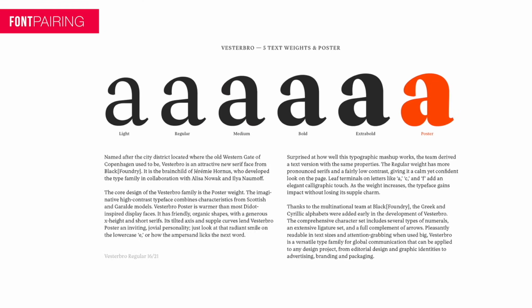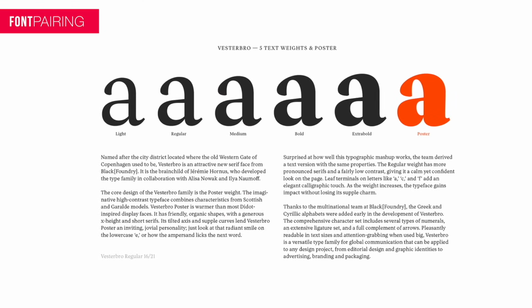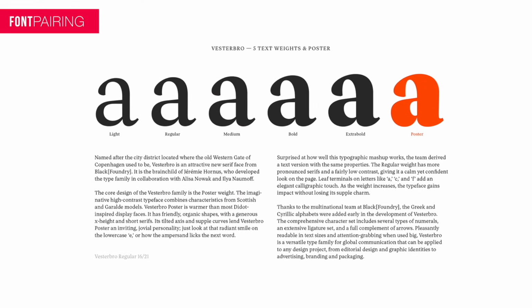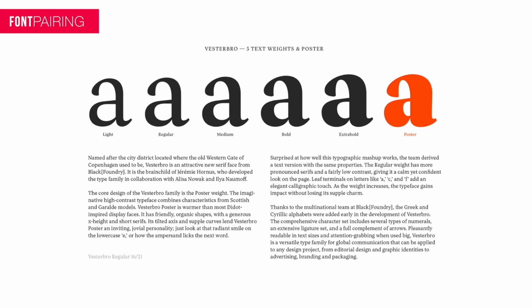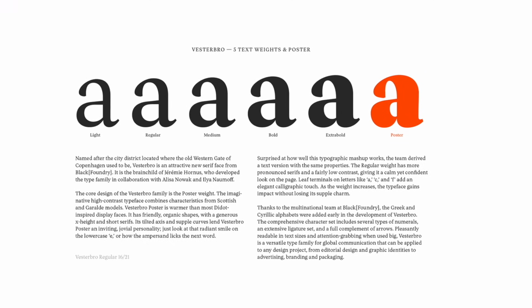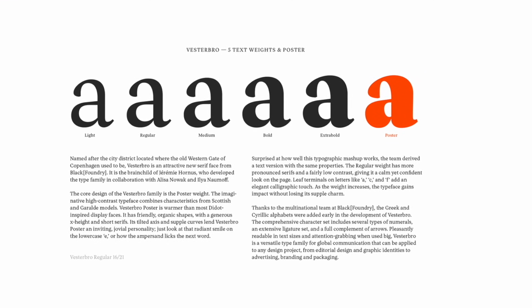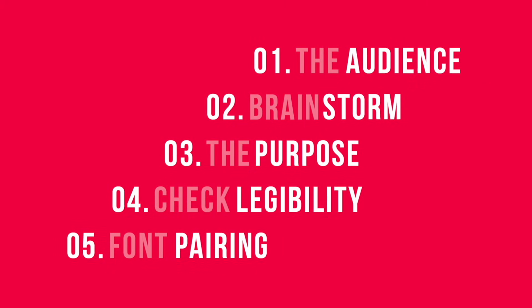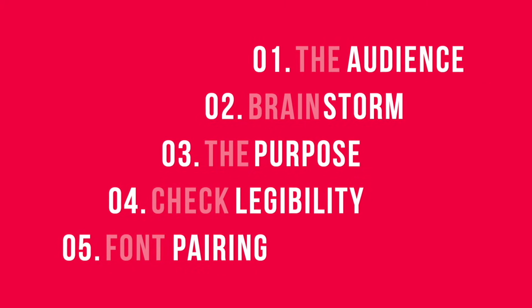Another great way of pairing fonts is to pair two fonts from the same family. If two fonts are within the same family, they have been designed by the same person or foundry, and thus they're almost guaranteed to work well together. So yeah, remember the 5 points in today's video when you're selecting your next font for your next design project.